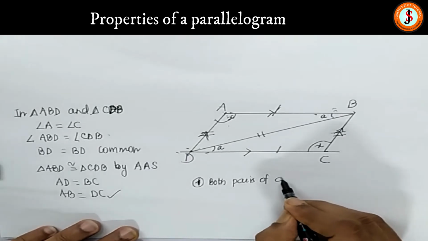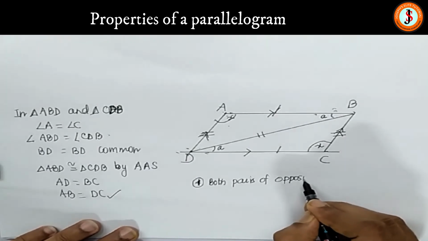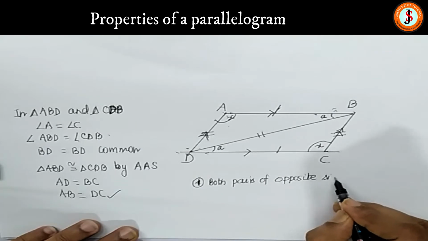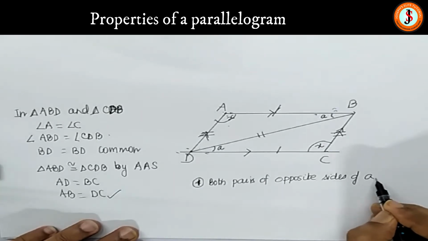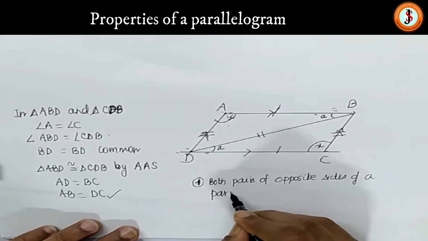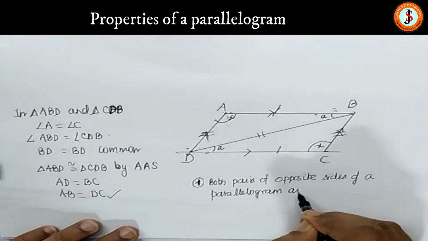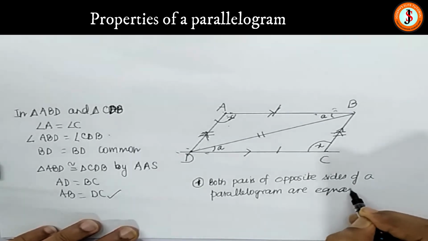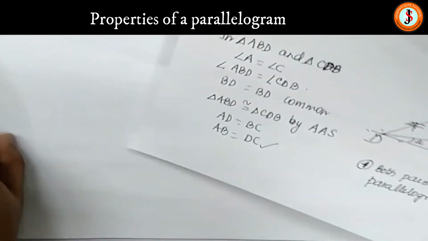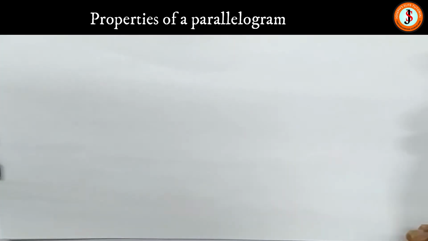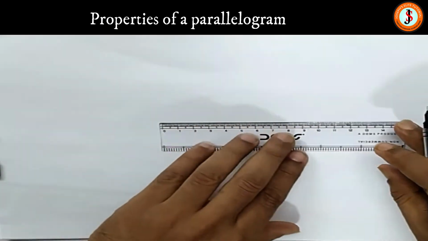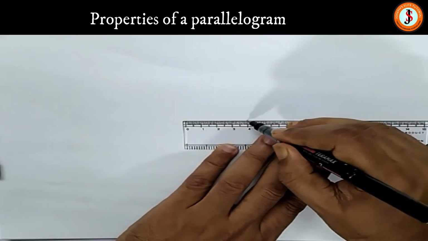Pairs of opposite sides of a parallelogram are equal. So now we are going to get the final property of a parallelogram, that is the diagonals of a parallelogram bisect each other.